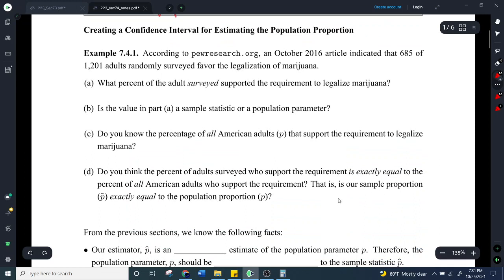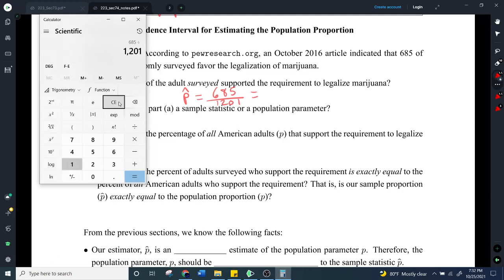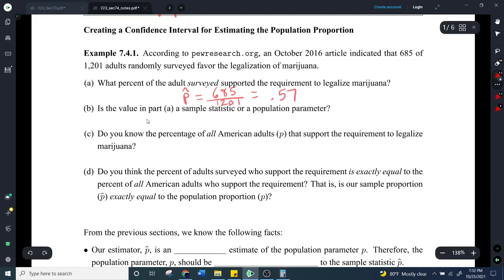It says, according to Pew Research, an October 2016 article indicated that 685 out of 1,201 adults randomly surveyed favor the legalization of marijuana. So the question says, what percent of the adults surveyed supported the requirement to legalize marijuana? So basically they're asking us for p hat, right? So p hat is the proportion of the people in my sample who said they support this. So that would be 685 out of 1,201. And let's go ahead and make that into a percentage. So we're going to do 685 divided by 1,201. And I'm getting about 57%. So about 57% is my p hat.